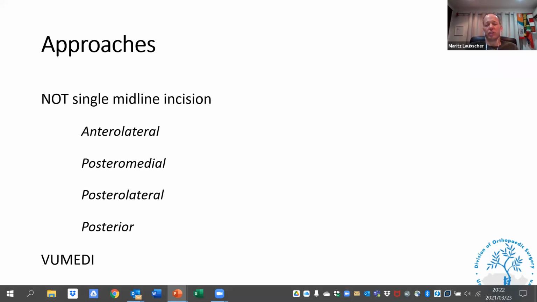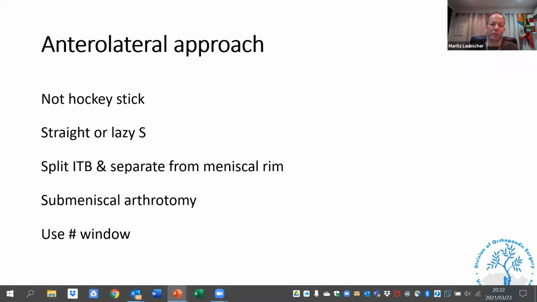Posterior lateral approaches are a lot less common than the others, but occasionally you need to be able to perform a posterior lateral approach and then the posterior approaches, or the variants thereof. MRI is very useful, with good resources of examples of the different approaches.